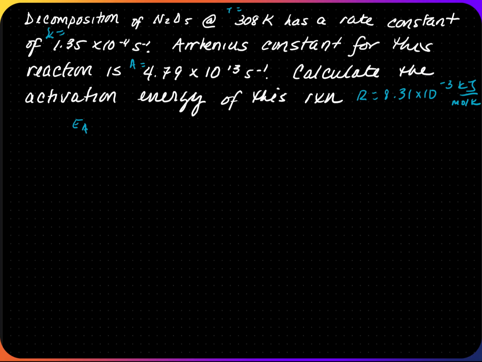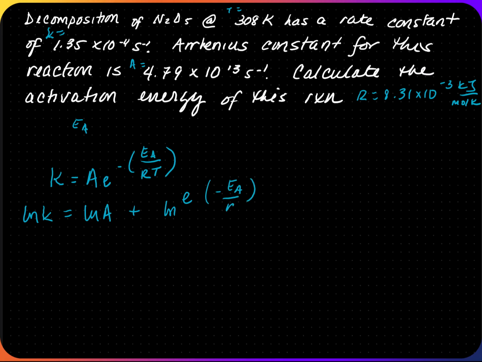So if we start with the equation above, k is equal to A e to the negative activation energy divided by the gas constant times the temperature. To isolate the activation energy, we need to get rid of e. The opposite of e is the natural log, so we have to take the natural log of the entire equation. So this becomes ln k equals ln A plus ln of e, which just cancels out, to the negative Ea over RT. If I rewrite this, ln k equals ln A plus negative Ea over RT.